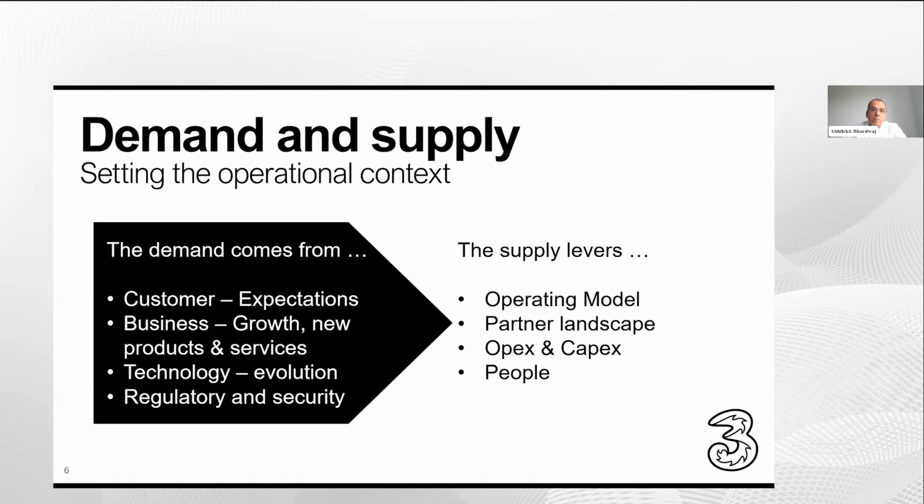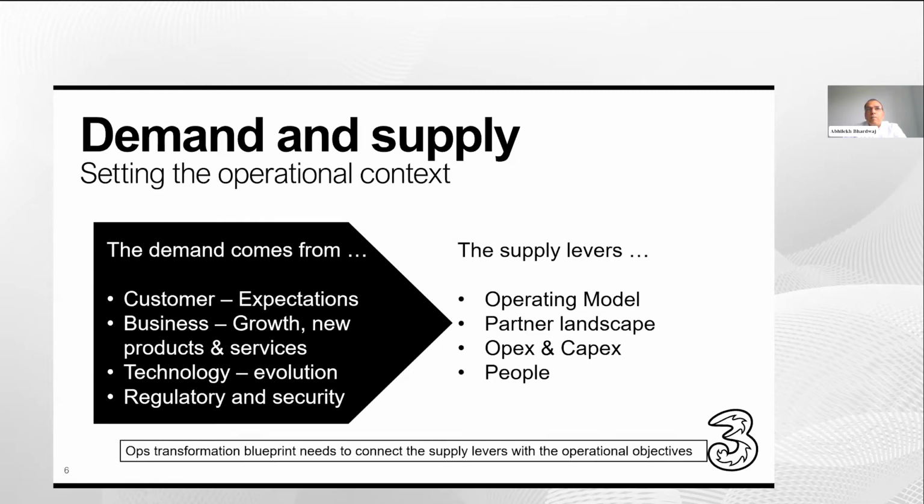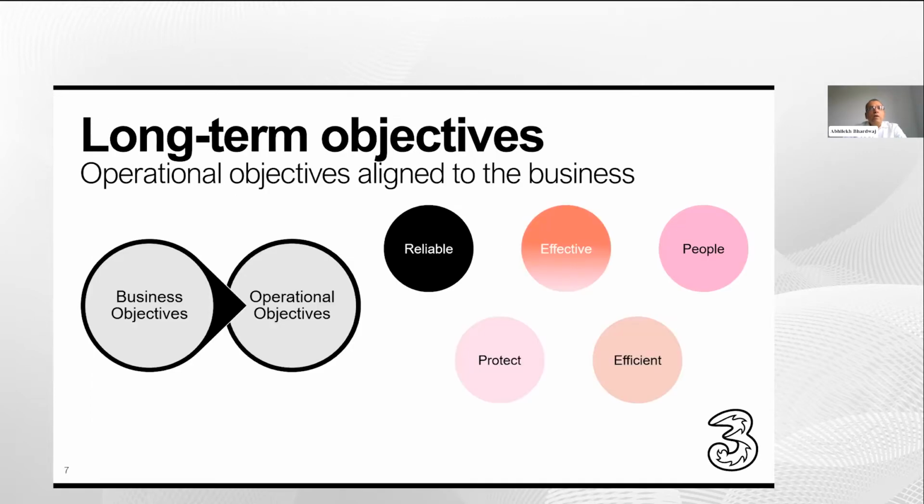So we are the owners of our operating model. We design and define the partner landscape. We make those decisions. We can control the OPEX and CAPEX to some extent, and we can decide what kind of people we want in our operations team. But the operations transformation blueprint needs to connect the supply levers with the operational objectives, because as you can see, the long-term objectives need to be kept in mind, and they need to be aligned to the business objectives. And that's what we do at 3UK.